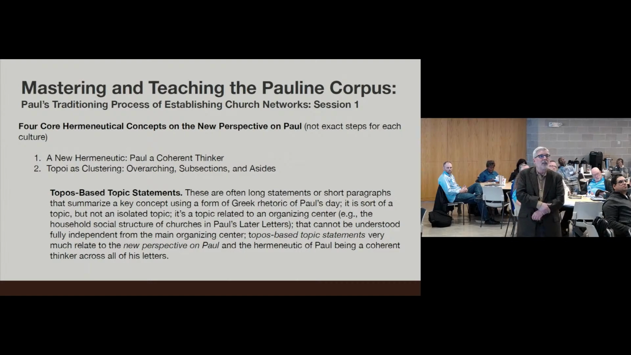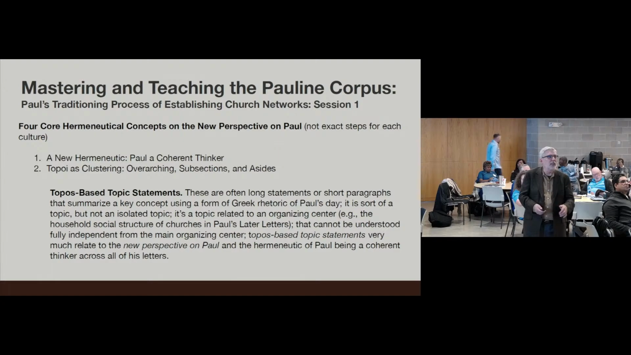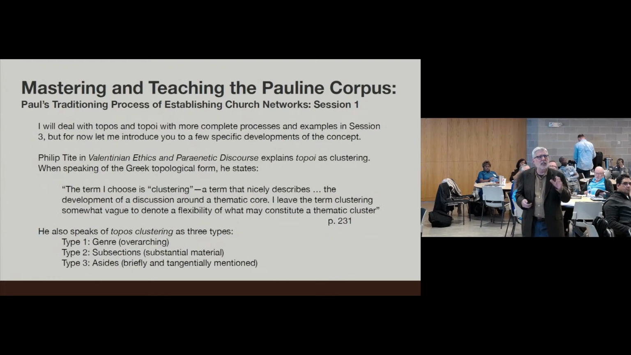It's a topic related to an organizing center. Now, think of the household structure in Paul's later letters that cannot be understood fully independent of the main organizing center. Topos-based topic statements very much relate to the new perspective on Paul and the hermeneutic of Paul being a coherent thinker. In other words, we'll give illustrations later, so I won't mess with it now.